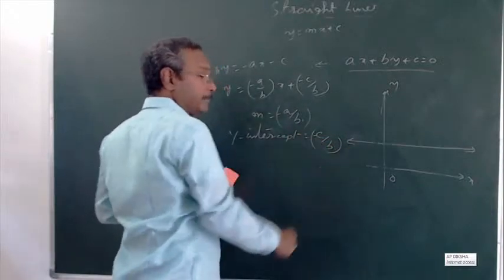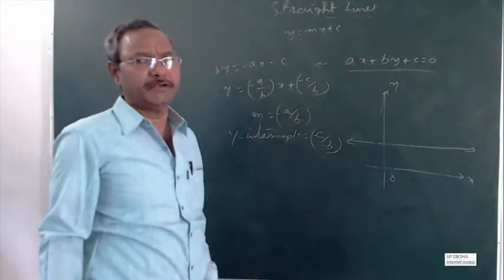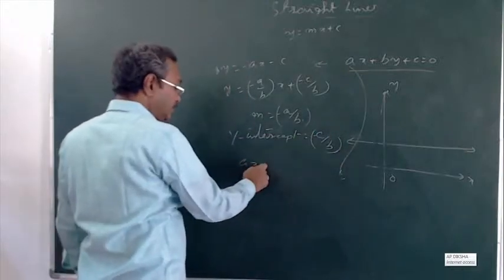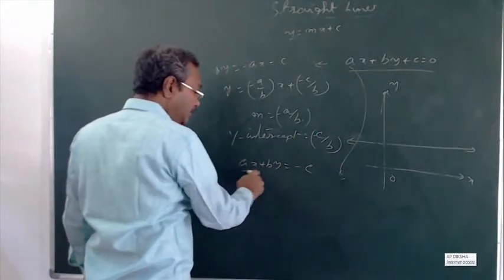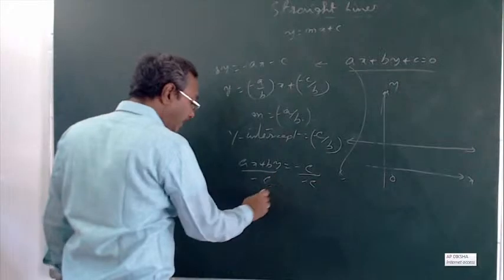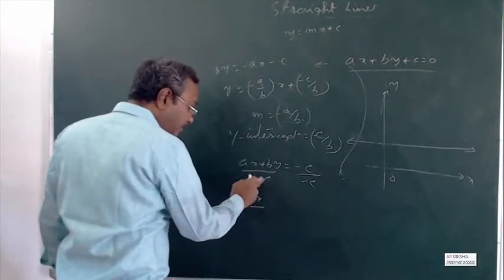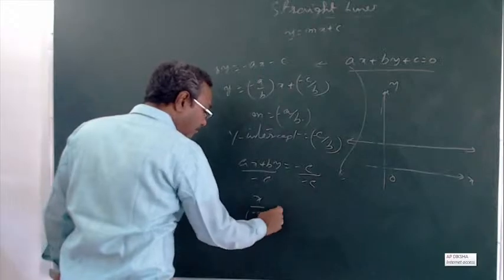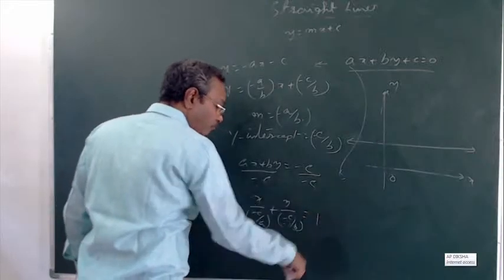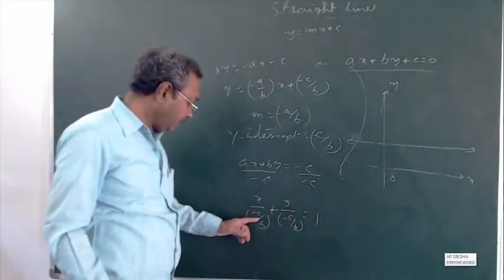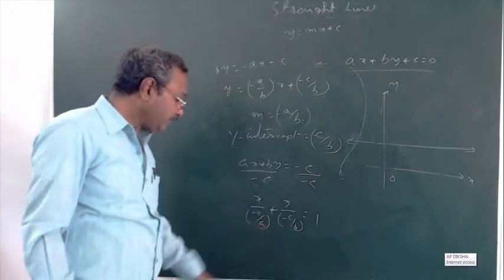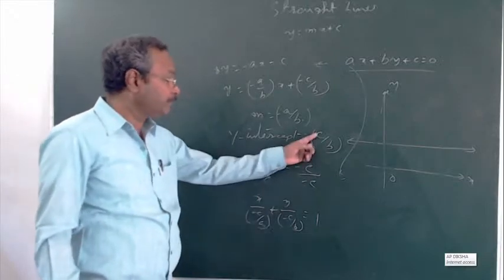minus c by b. By the way, what is the x-intercept for this straight line? Take a guess. You can always reduce the equation to the intercept form. ax plus by is equal to minus c. Divide both sides by minus c, and you can write this as x by minus c by a plus y by minus c by b is equal to 1. So this is the form x by a plus y by b is equal to 1, where the x-intercept is minus c by a units and the y-intercept is minus c by b units.